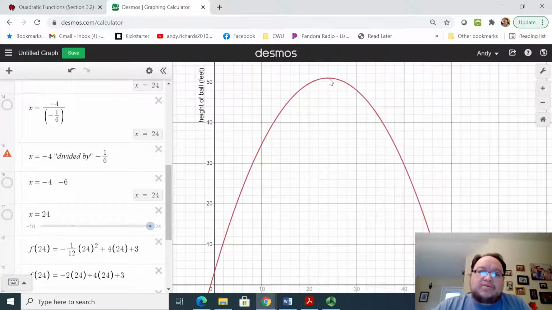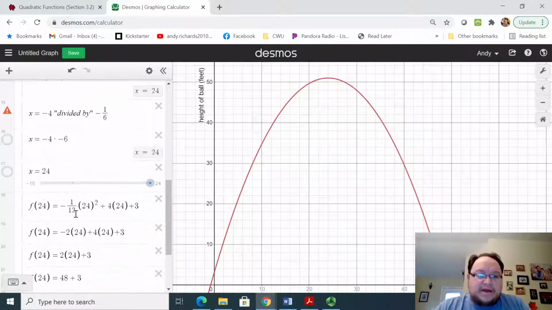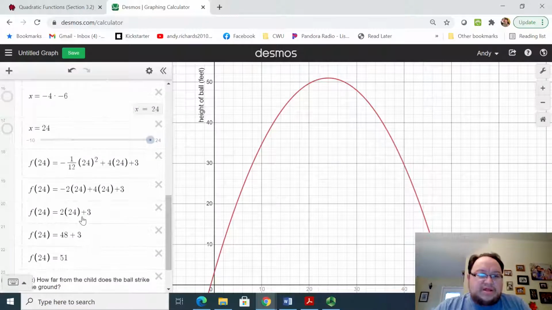So we want to know, well, at what height is that? So if this is, say, 24 here, how high in the air is that? We can find it in feet here. So that would mean plugging it back into our function here. That would be f of 24, which is negative 1/12 times 24 squared plus 4 times 24 plus 3. This was an x as well.